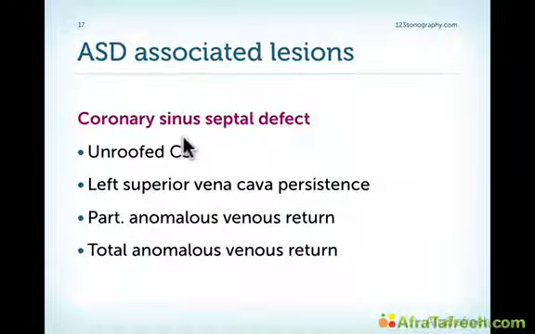The less common form is the coronary sinus defect, or unroofed coronary sinus. It can be associated with left superior vena cava persistence, with partial anomalous venous return, or even with total anomalous venous return.